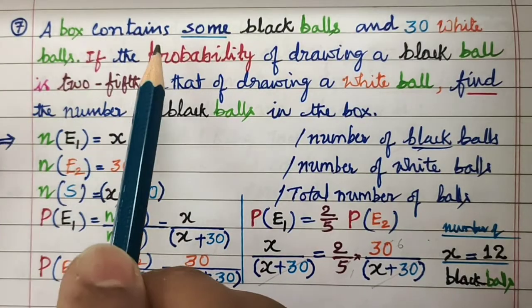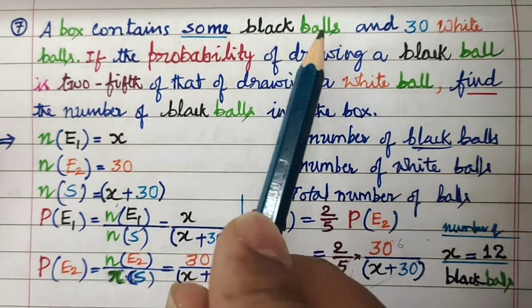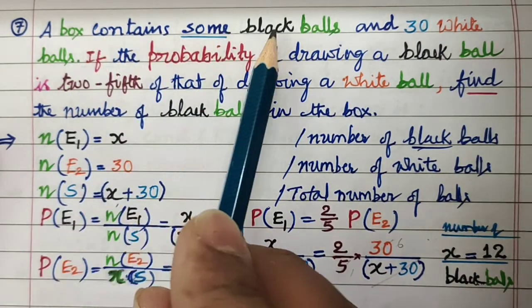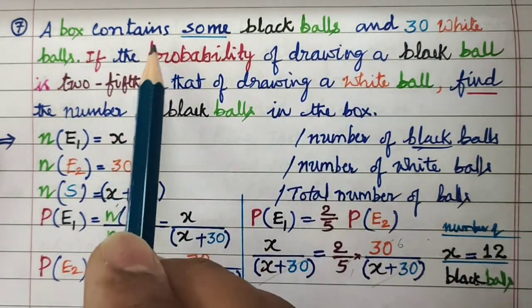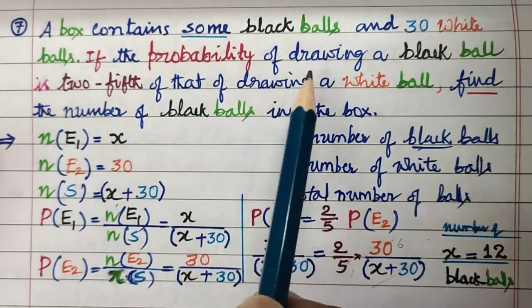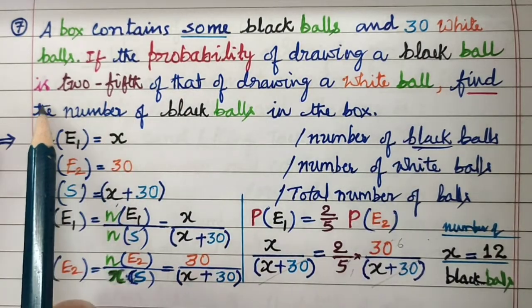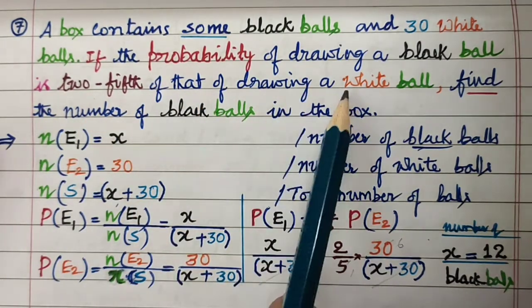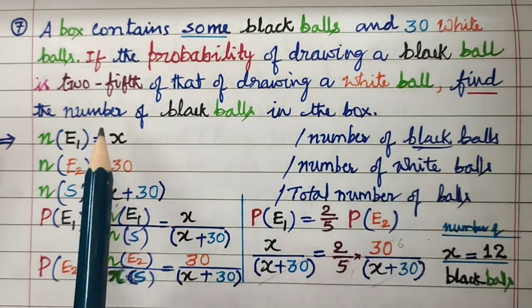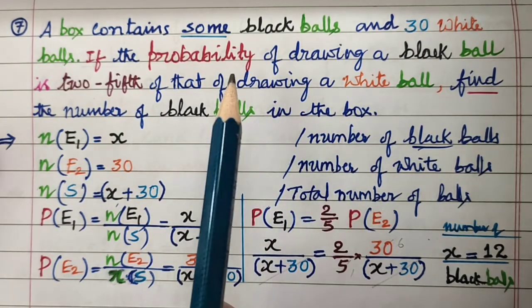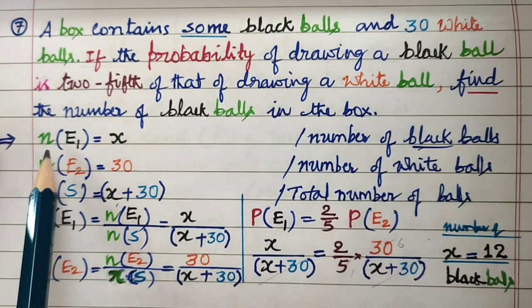A box contains some black balls and 30 white balls. If the probability of drawing a black ball is 2/5 of that of drawing a white ball, then find the number of black balls in the box. We need to find the number of black balls in the box.